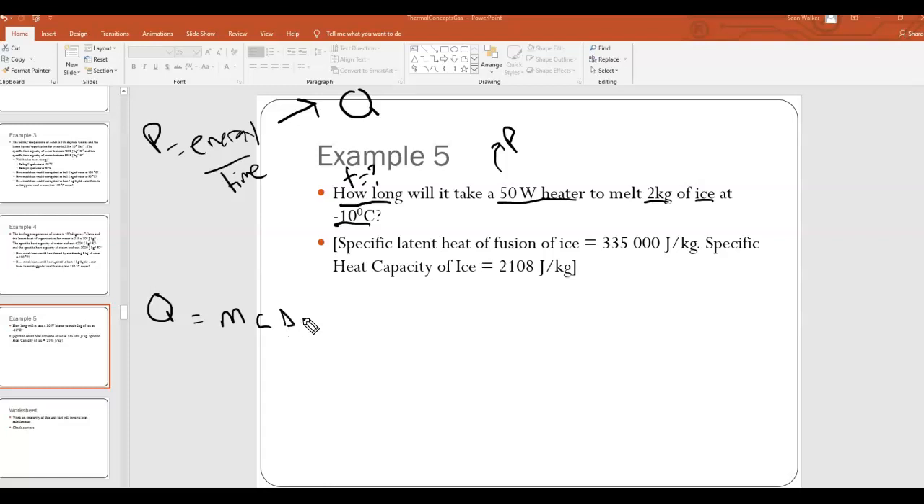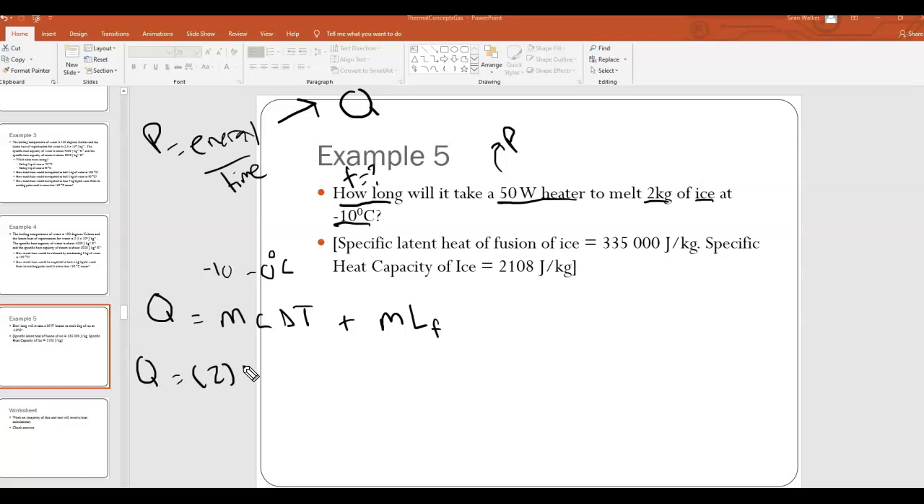So the first thing that's going to be required is to temperature change the ice from negative 10 to 0 degrees Celsius. Then, once it reaches 0 degrees Celsius, you have to phase change the ice. That's going to require the latent heat of fusion. And let's see, is that all we want to happen? Just to melt the ice? Yes. Okay, so Q is just going to consist of these two terms.